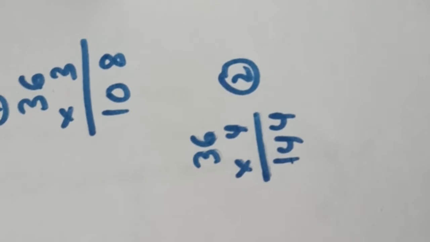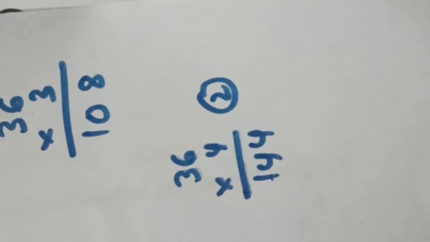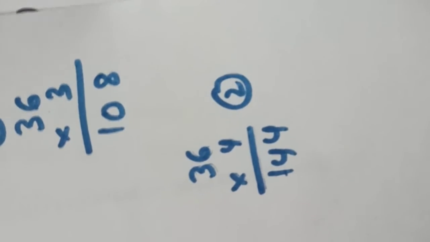We need not take one borrow. We can subtract it directly. Yes, this is what we got over here. But we have not written that 36 6s are 216. So this is how we have subtracted this number.